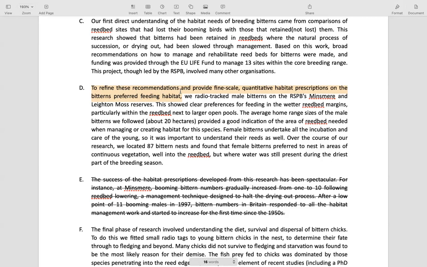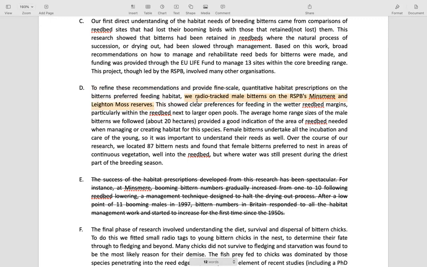Can someone tell me the meaning of this? Refine is something like filter. So to filter better recommendations. Yes, perfect. To make the recommendations better. When you refine something, you make it better. So to refine these recommendations means to make the recommendations better. Now all this is clutter. You remove this, start here.